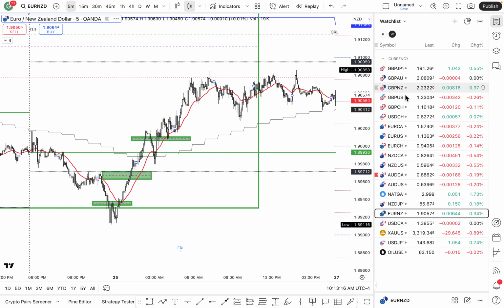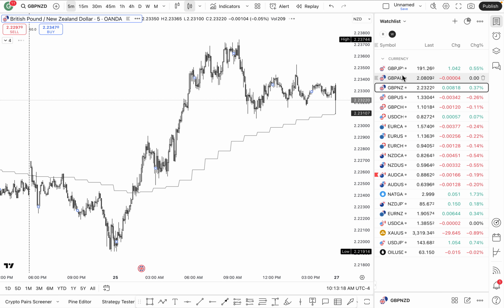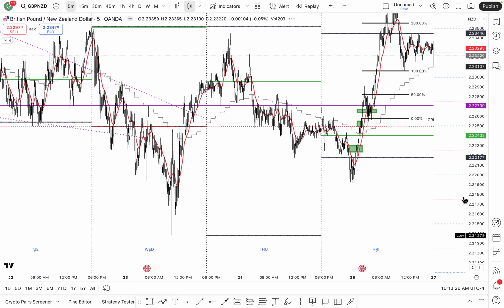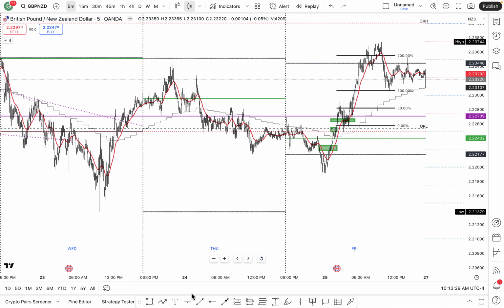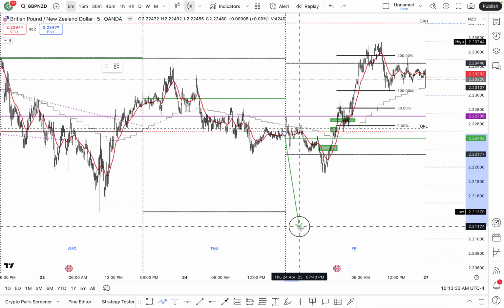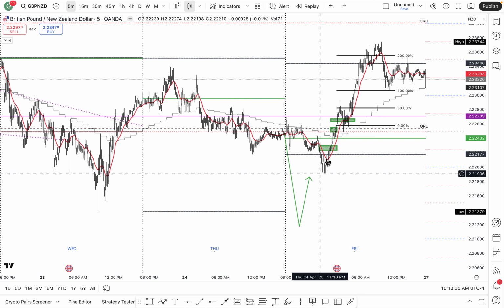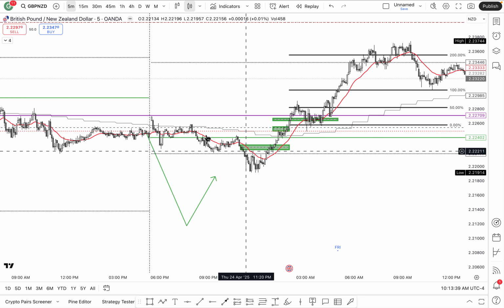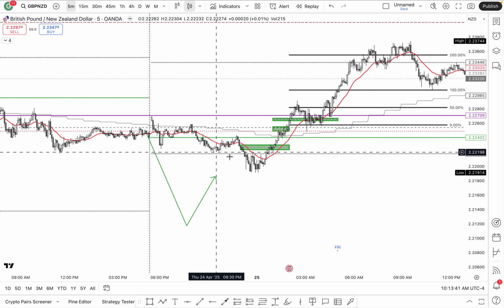Now over to the GBP NZD inside the false break reversal, did not take out the low of the week. Now you see, for Euro NZD, the market proceeded to take out the low of the week first before reversing. For this market, they did not do that. What did they do? They failed immediately at the low of the inside day.